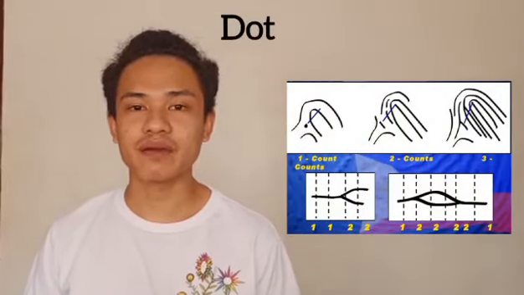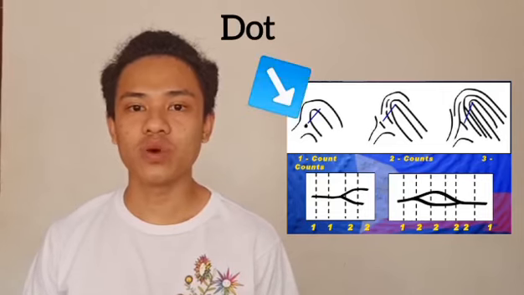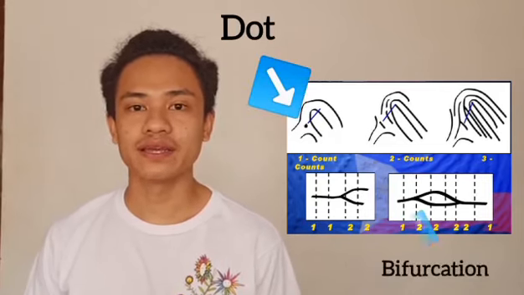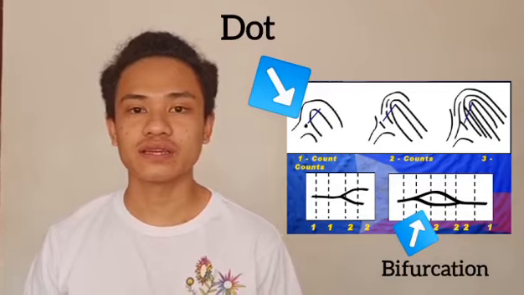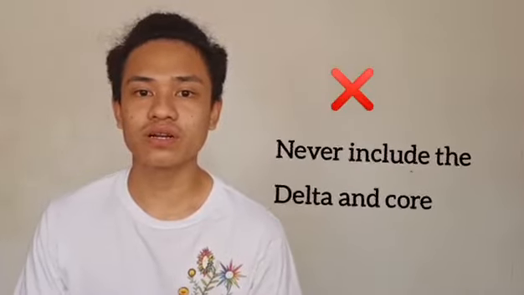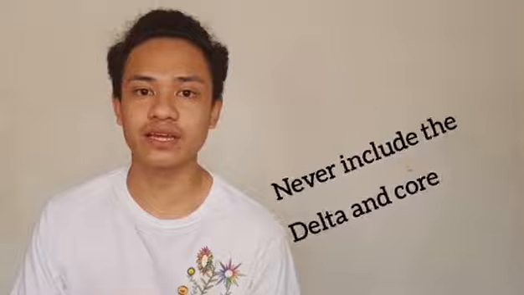Bibigyan natin sila ng 1 ridge count if the fragments and dots appear to have thick width, and 2 ridge counts in the bifurcation. Then count only the ridges that intervene in the imaginary line. And never include the delta and core in ridge counting. My group mates will further elaborate the rules of ridge counting.